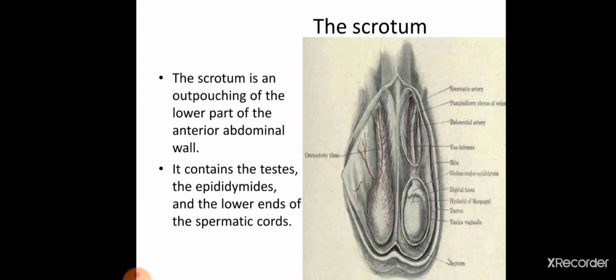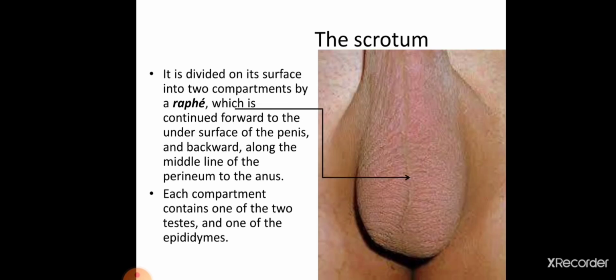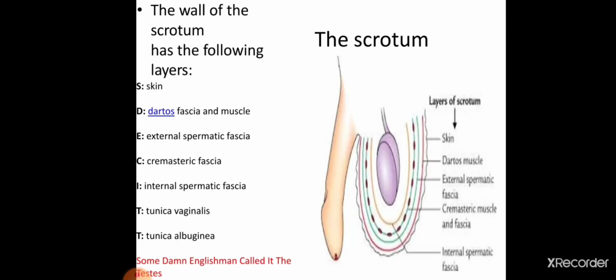Now first the scrotum. It is an outpouching of the lower part of the anterior abdominal wall. It contains the testis, epididymis and the lower end of the spermatic cord. It is divided on the surface into two compartments by a raphe, which is continued forward to the undersurface of the penis and backward along the midline of the perineum to the anus. Each compartment contains one of the two testes and one of the epididymis.